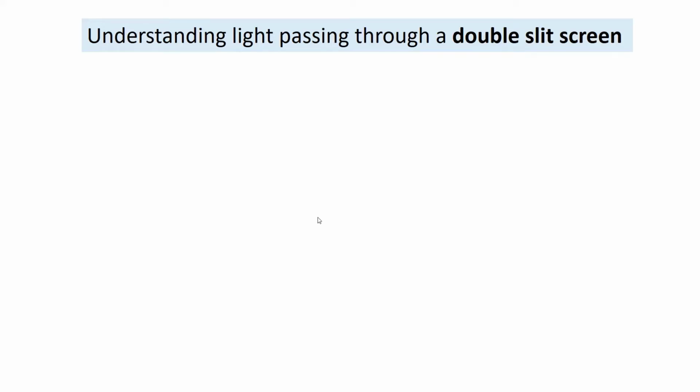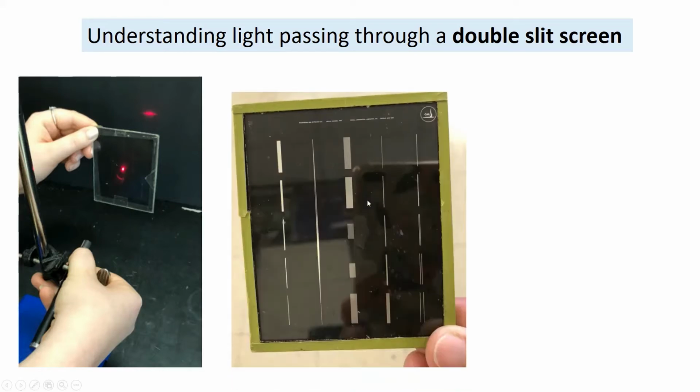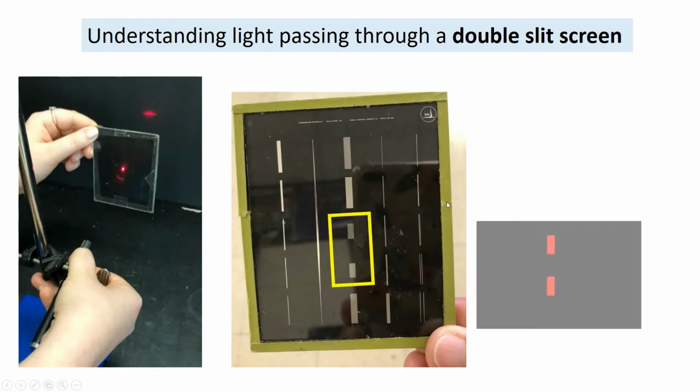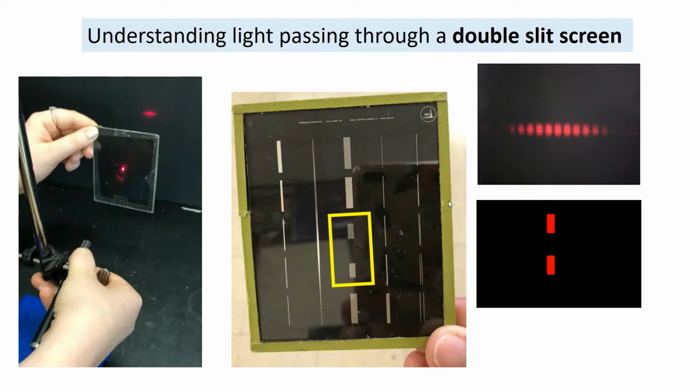Understanding light passing through a double slit screen. Here we have a red light passing through a screen and projected on a back screen. Since this light is passing through two slits, it should be expected the projected light looks like this, but in reality it looks like this. Diffraction and wave interference can explain this result.